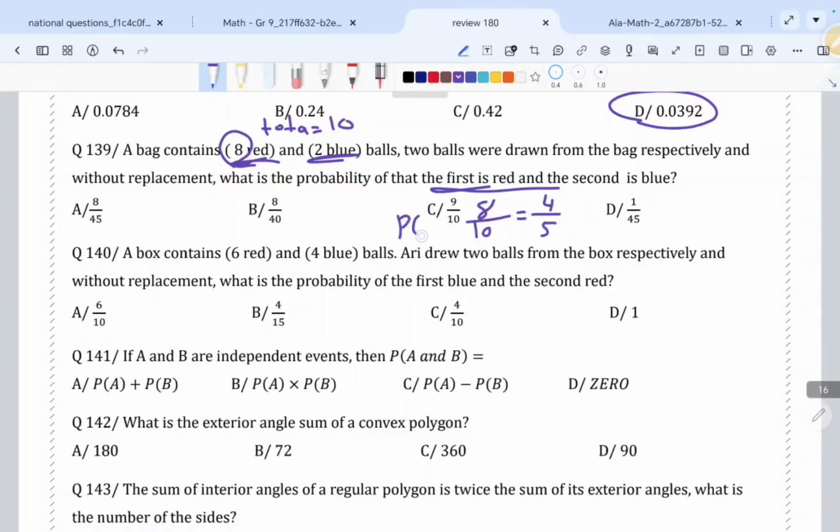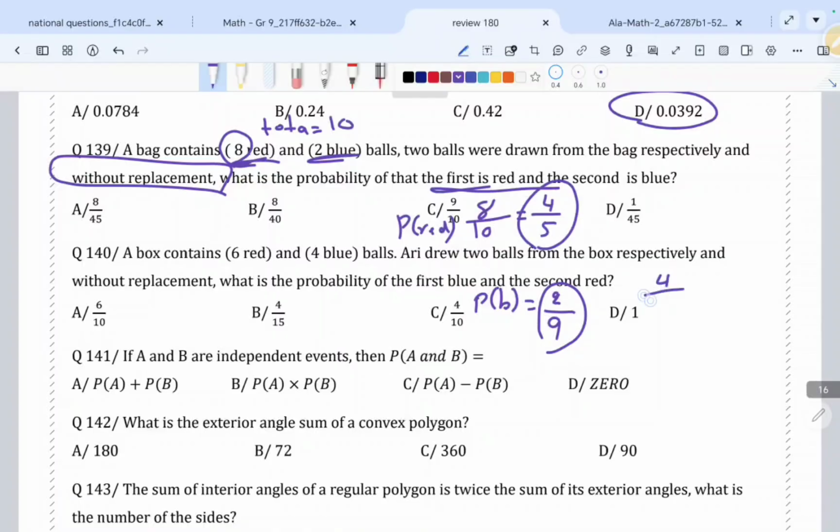This one is the probability of red, okay? The second one they ask is blue. Probability of blue. Blue is what? 2 out of what? We took one without replacement. Pay attention. So the total will be 9. 2 out of 9. Now multiply this one and this one. 4 out of 5 times 2 out of 9. It will be 8 out of 45, which is A.